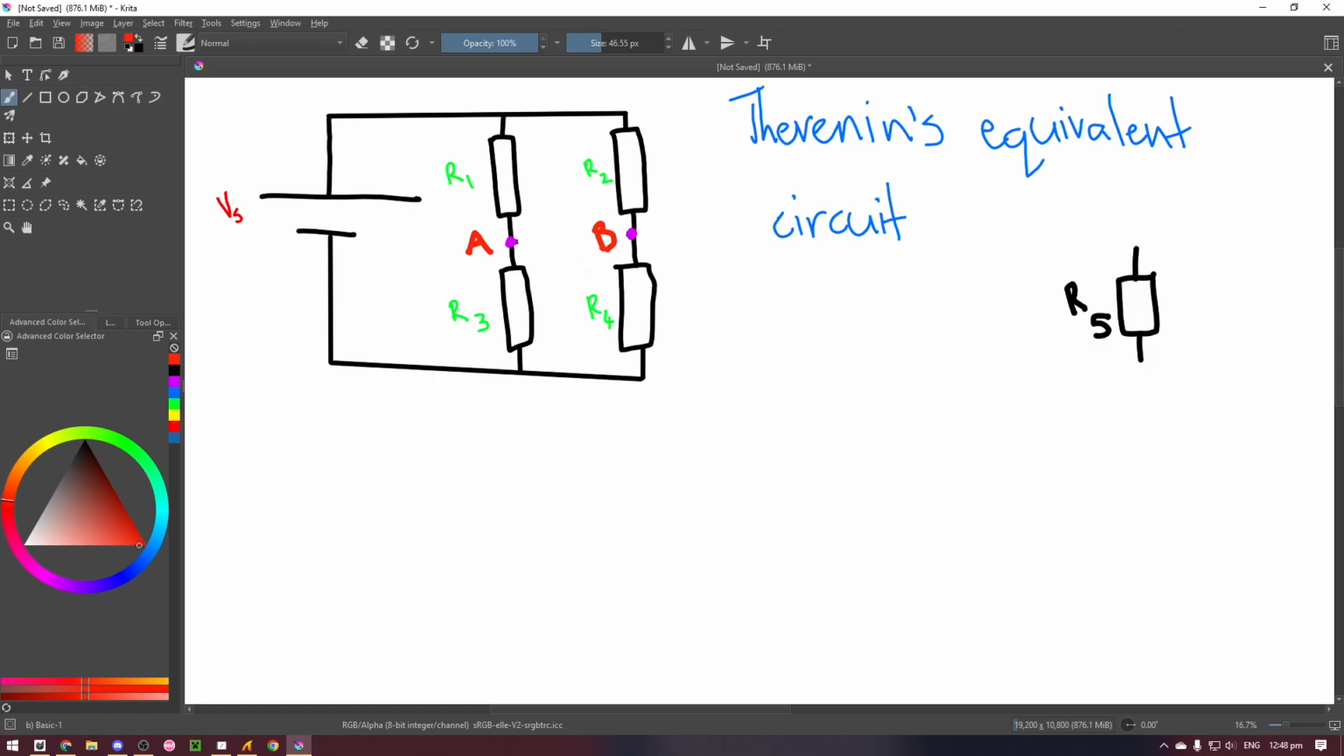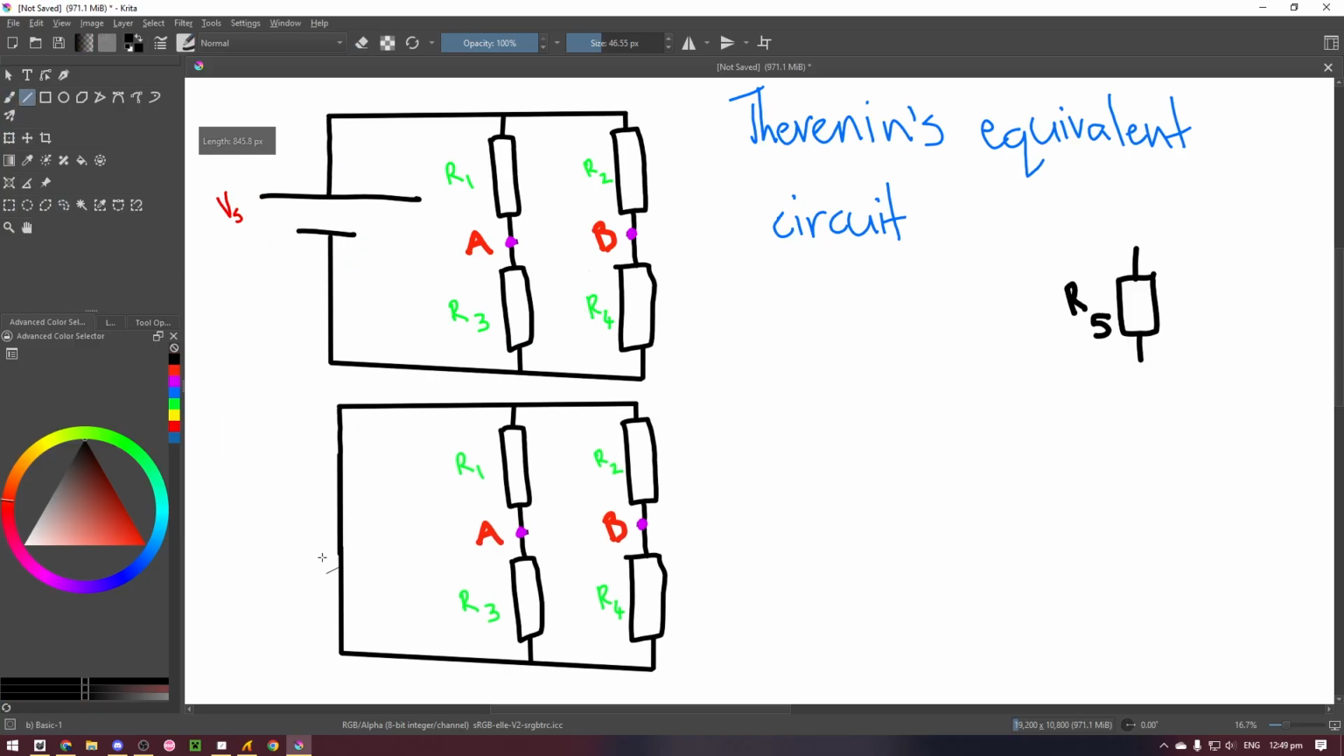What we want to do first is find the equivalent resistance of Thevenin's equivalent circuit. To do that, we need to find the equivalent resistance from point A to point B. In order to do this, we need to short out this voltage supply. Now that the voltage supply is shorted, we can look at the circuit and try and understand what is actually inside the circuit.